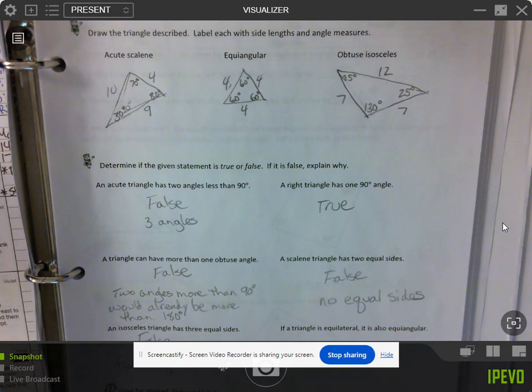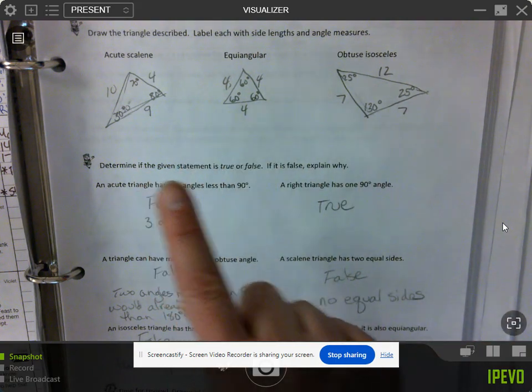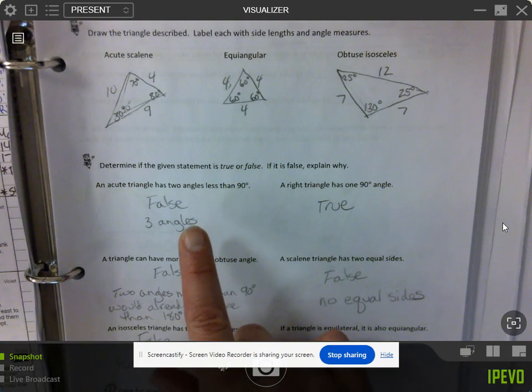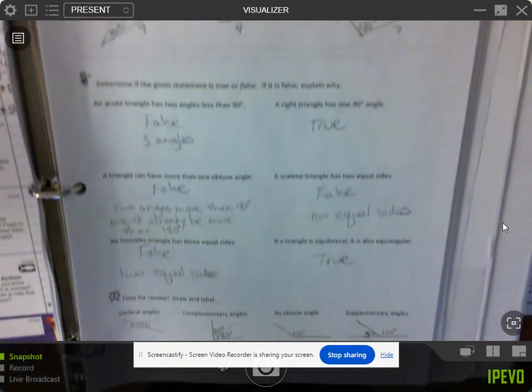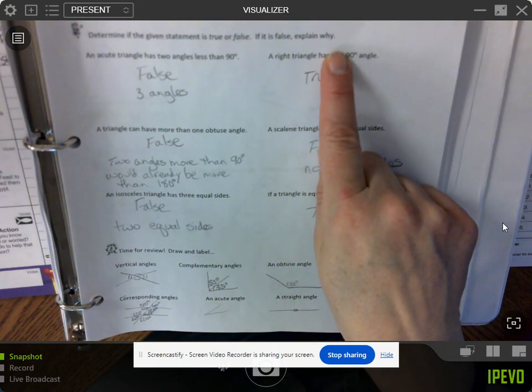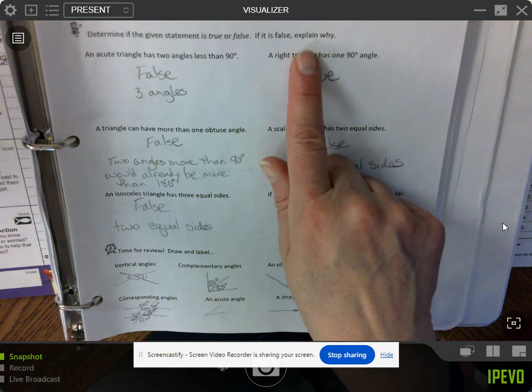On the test, you will be asked to draw these. So you need to really understand what the different names mean and how to show that. Now we needed to determine if the given statement is true or false, and if it is false, you need to explain why. So you can't just put true or false and think it's going to be correct. You had to do the explanation if it was false. On the test, if you are asked to explain something and you do not, it will be wrong. So you have to make sure you follow all the directions.